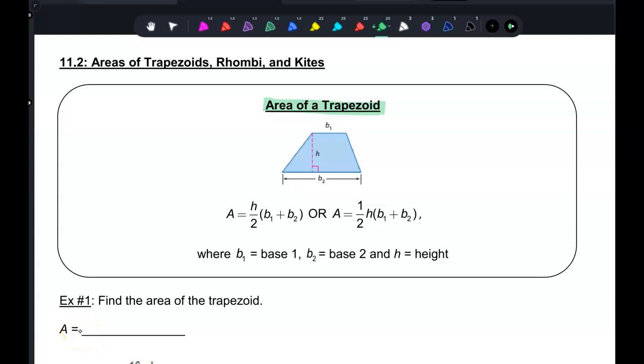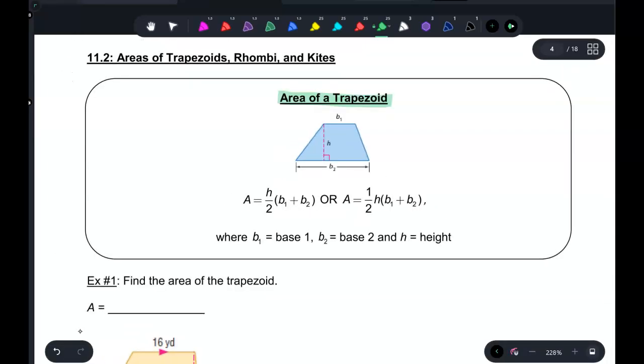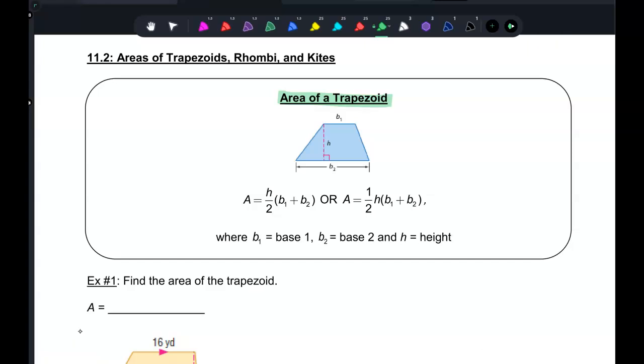So, coordinated today. All right. Okay. We have two new formulas. The first one we're going to do is the trapezoid.